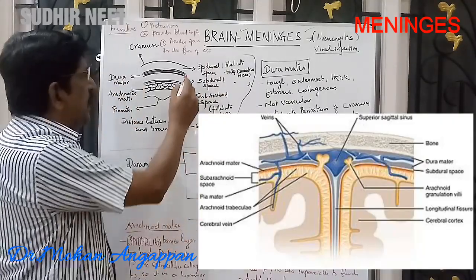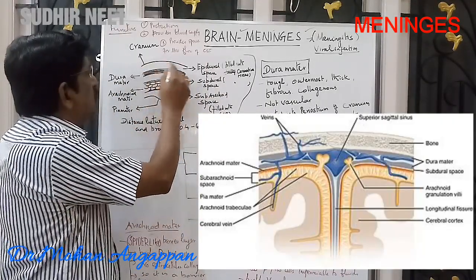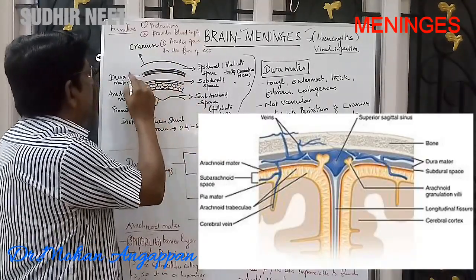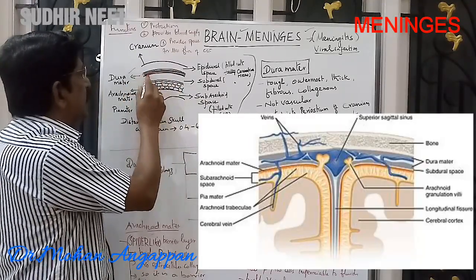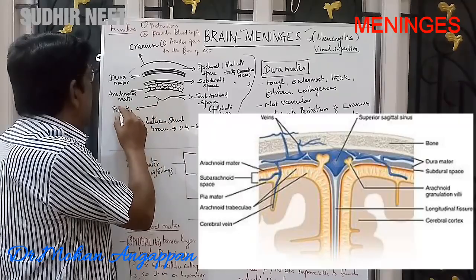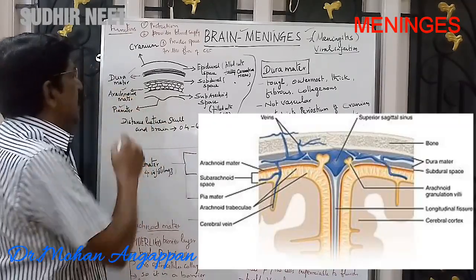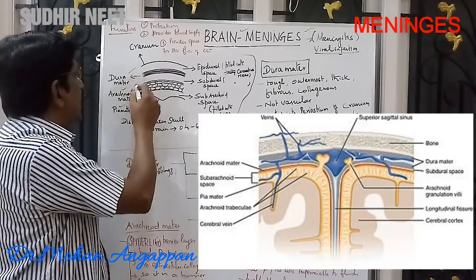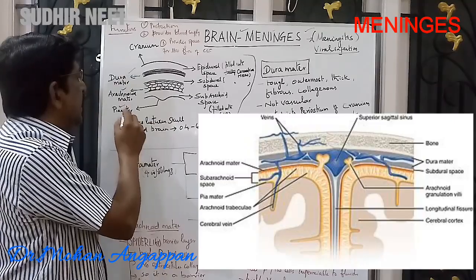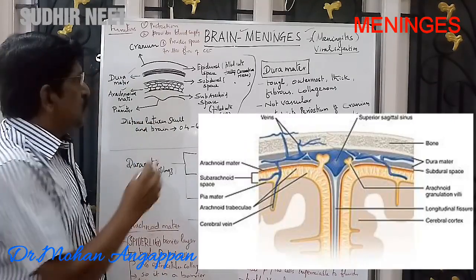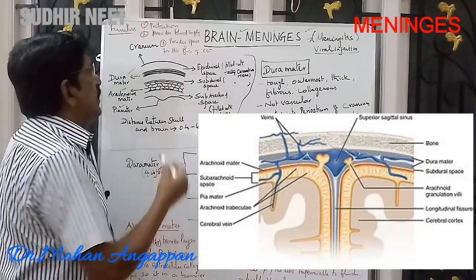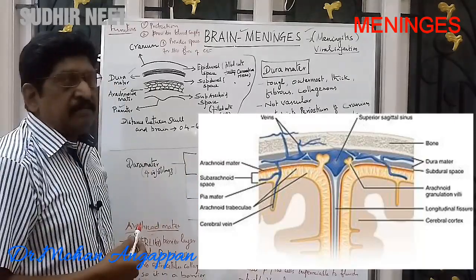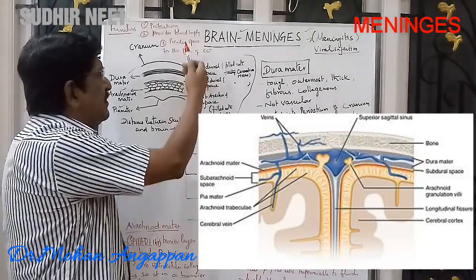You can see the diagram here. It is the cranium, the outermost part, the skull, and then it is the dura mater. You can see this is dura mater, and this is pia mater, and the middle arachnoid mater. So there will be three layers: outer dura mater, middle arachnoid mater, and inner pia mater. So dura mater is towards the skull or cranium, and pia mater is towards the brain. You get some spaces in between.